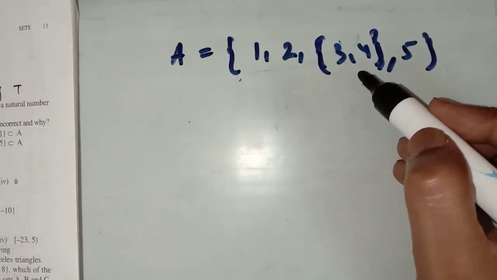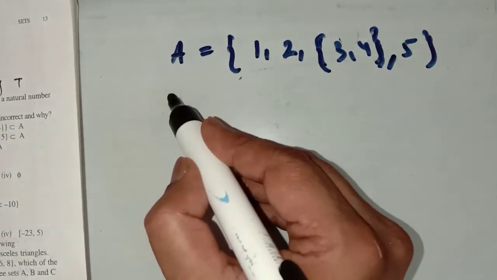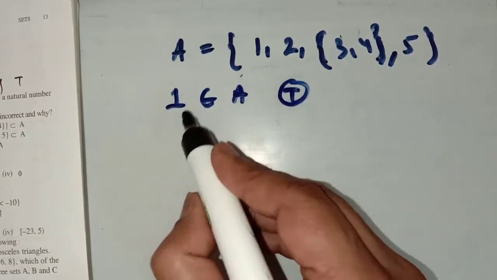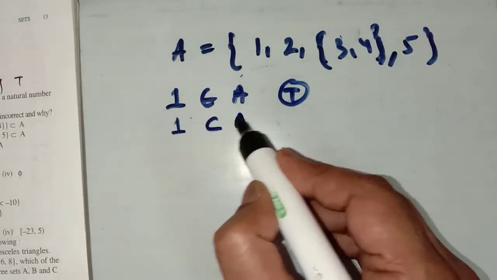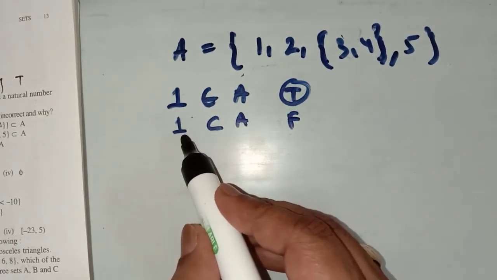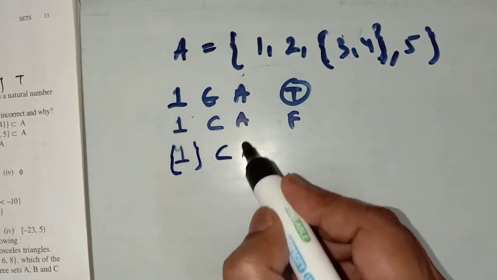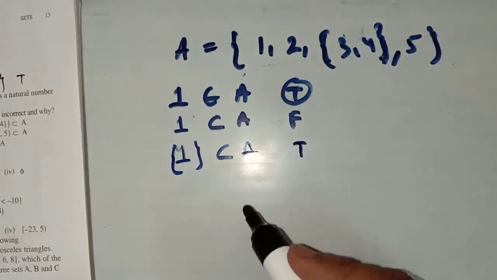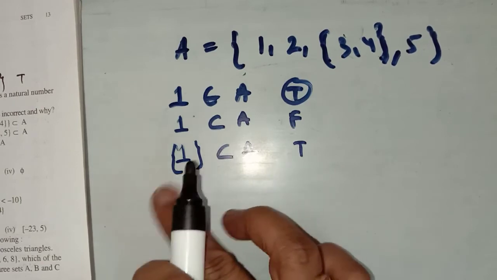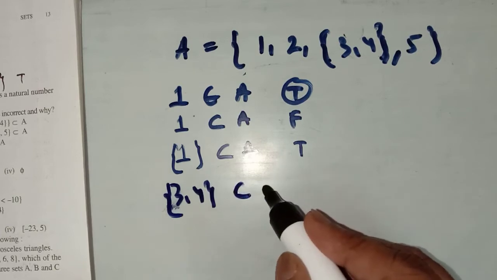So in this question number 3, we have many parts, and you have to tell whether they are true or false. Now, 1 belongs to the set A, that is true. 1 is a subset of A, this is false. For a subset, the element should be in a curly bracket. To make it correct, I have to write {1} is a subset of A, then it is true. Then {2, 3, 4} with a curly bracket is a subset of A.